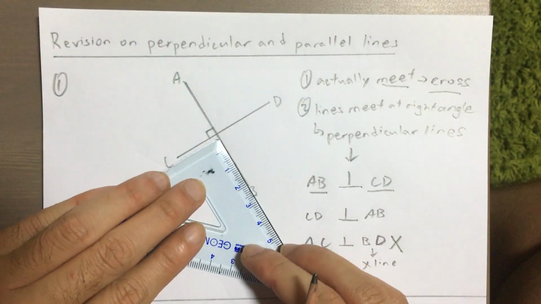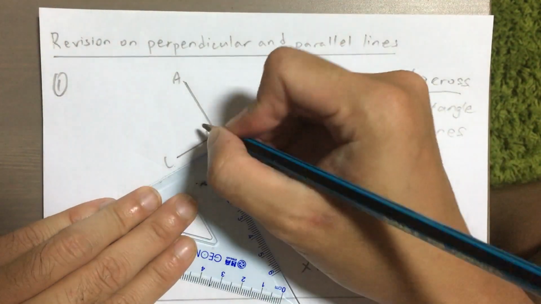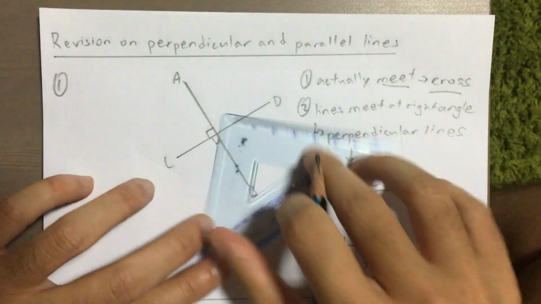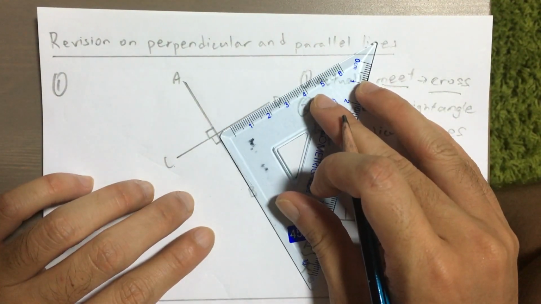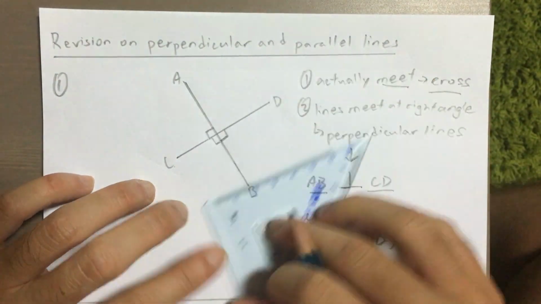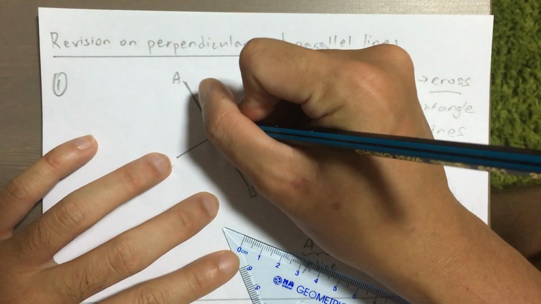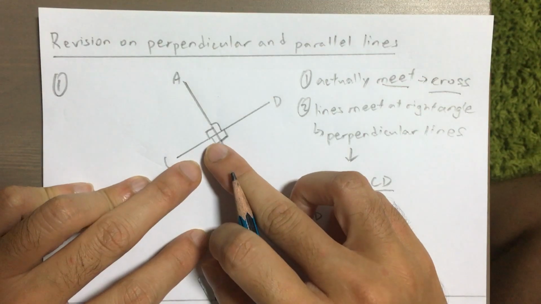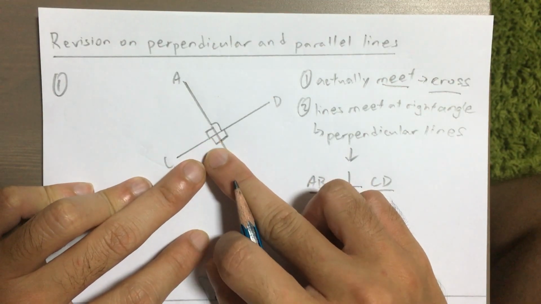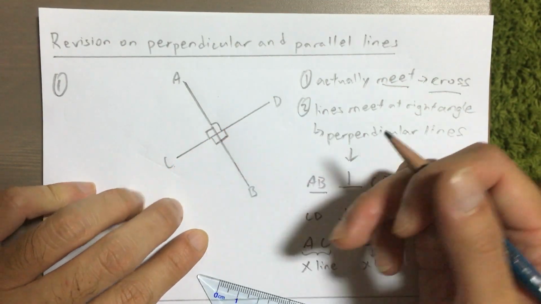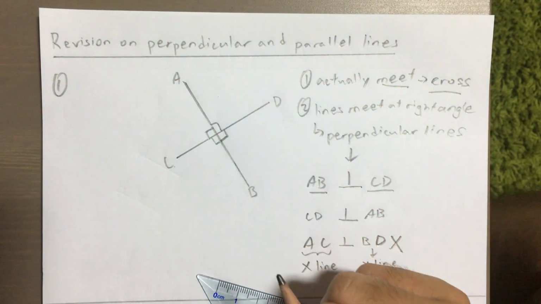If you put over here and measure, yes, it is a right angle as well. If you put over here, right angle as well. And if you put over here, right angle as well. So basically, once the lines meet each other at a right angle, all the rest of the angles will be right angles as well. Alright, so this is for perpendicular lines.